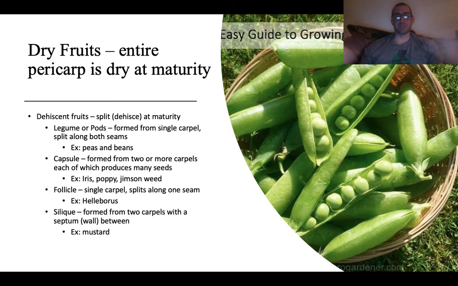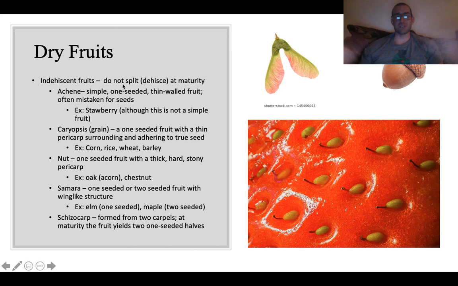But within our dehiscent fruits, we have legumes, like I said, different types of, again, you don't need to get into the details here, but different types, and they're all some variations on how we classify them. But I want you to know the main classifications: fleshy, dry, and then within dry, dehiscent and indehiscent. And like I said, indehiscent, the fruit does not split at maturity. And examples are achenes, which is the strawberry, grains, nuts, acorns, chestnuts. Samaras are the maple fruits that you see there.